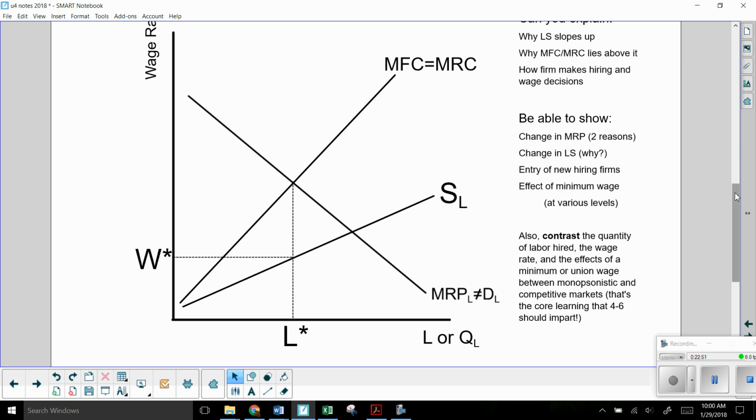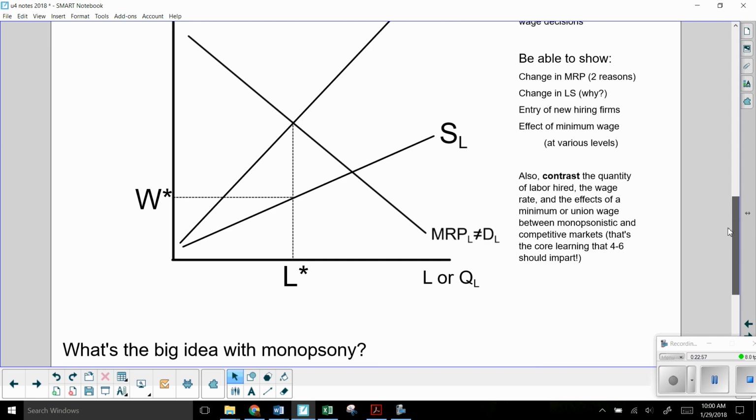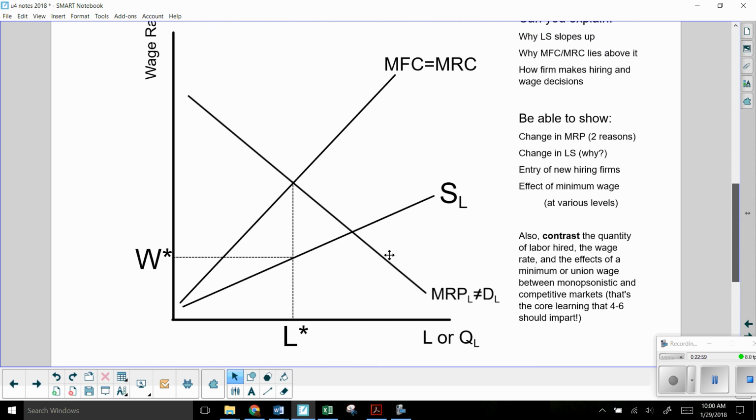Remember that we've presumed down here that the firm cannot wage discriminate. So let's think about the following example. I'll make it really simple and see if we can generalize from that. Let's say that at $1 an hour, there's one worker who wants to work. At $2 an hour, there are two workers who want to work. And at $3 an hour, there are three workers that want to work. So S sub L is just telling us, QL equals W. That's a pretty simple equation.